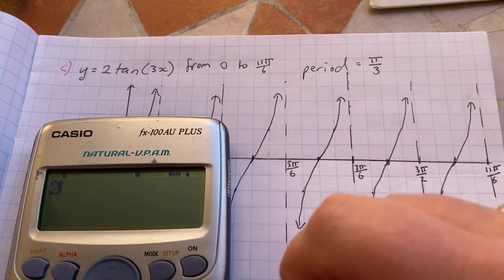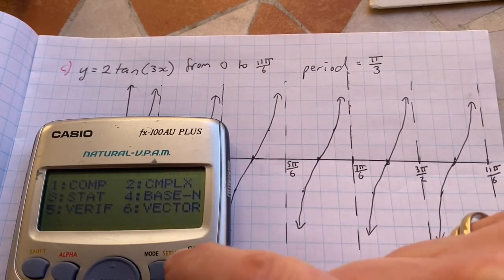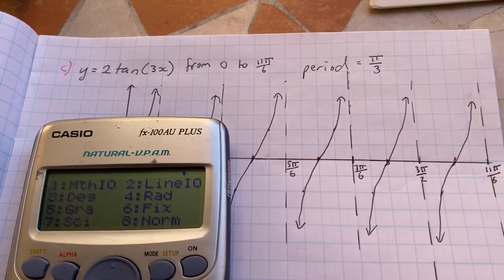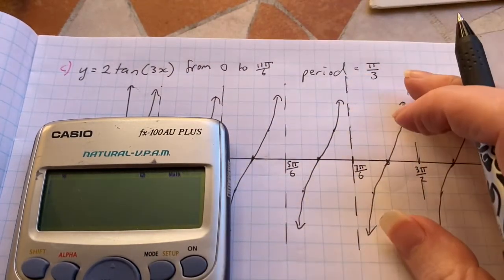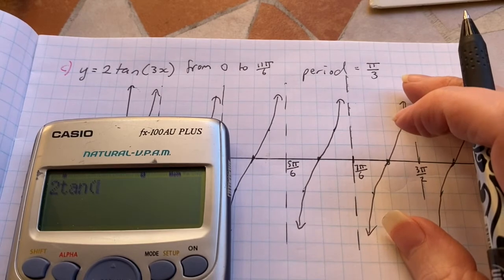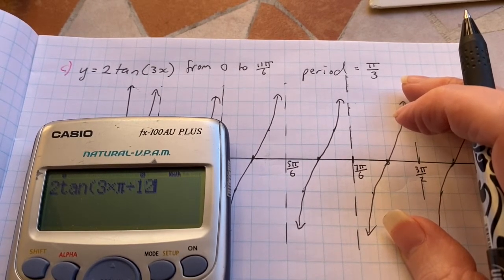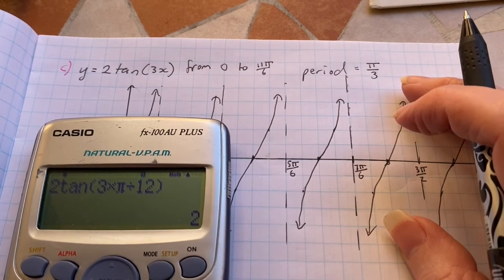So 2, let me just make sure I'm in radians, which I'm not. So radians. So I'm going to go 2 tan 3 times pi divided by 12. You can use the fraction button if you want to, and that gives me 2.